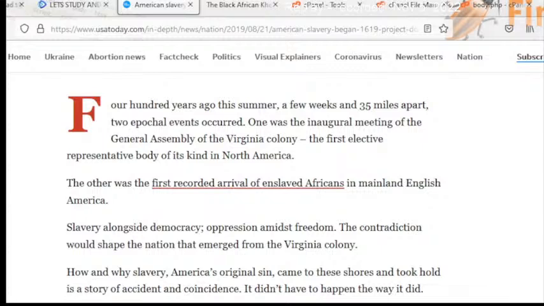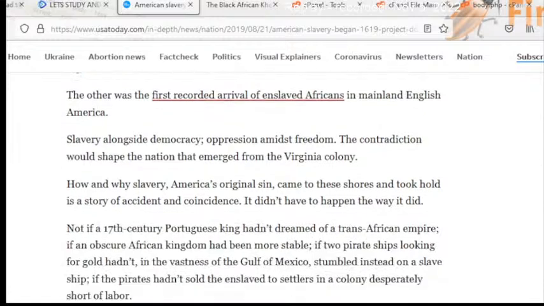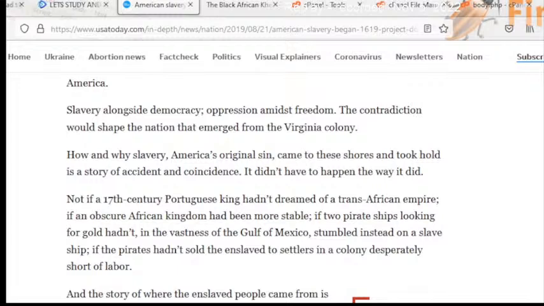It says, slavery alongside democracy, oppression amidst freedom. The contradiction would shape the nation that emerged from the Virginia colony. How and why slavery, America's original sin, came to these shores and took hold is a story of accident and coincidence. It didn't have to happen that way. It didn't have to happen the way it did. Now, it didn't have to happen the way it did. You're right about that. Not if a 17th century Portuguese king hadn't dreamed of a trans-African empire.